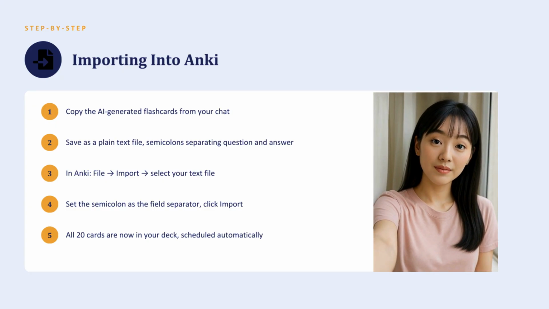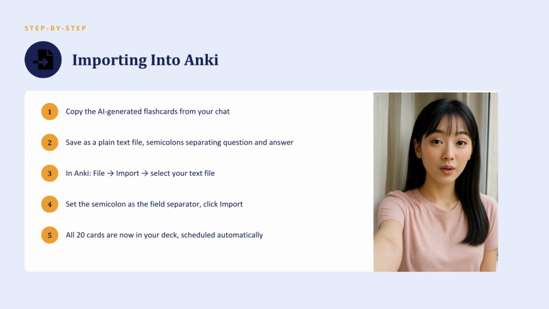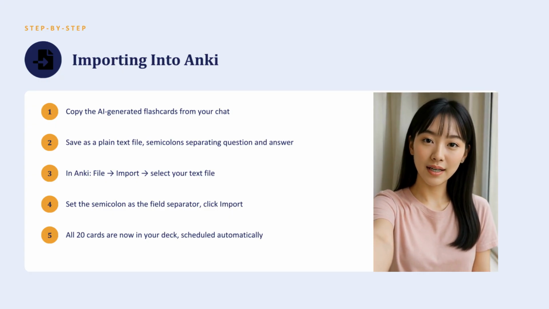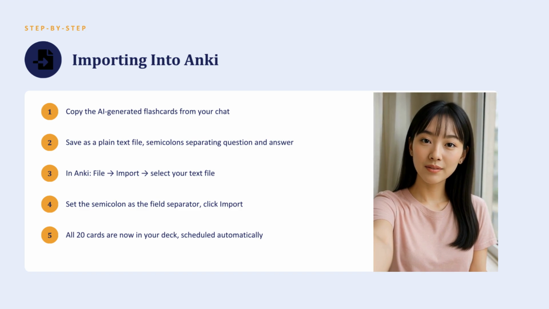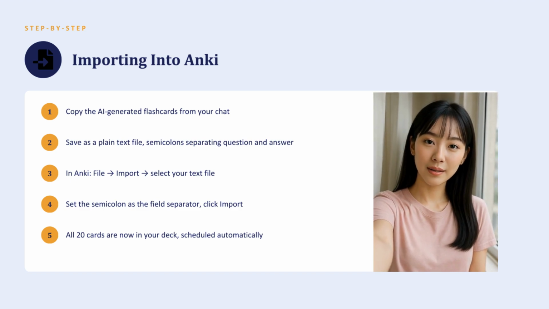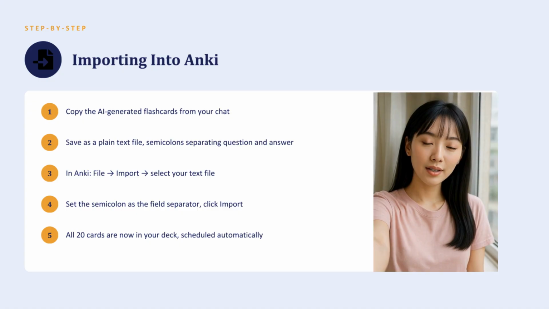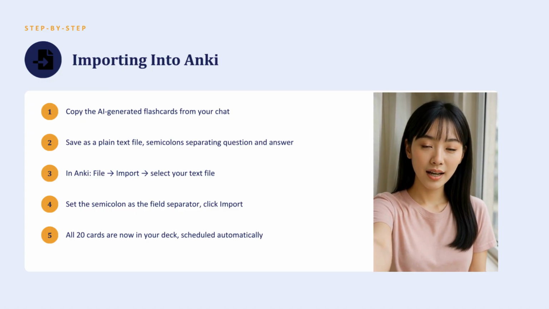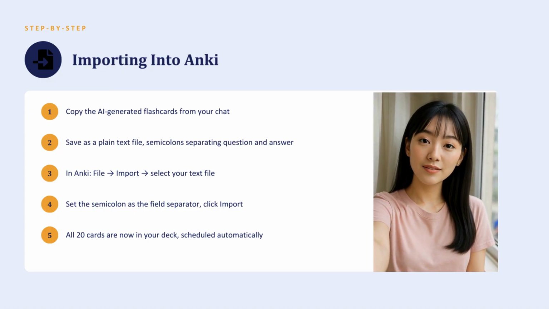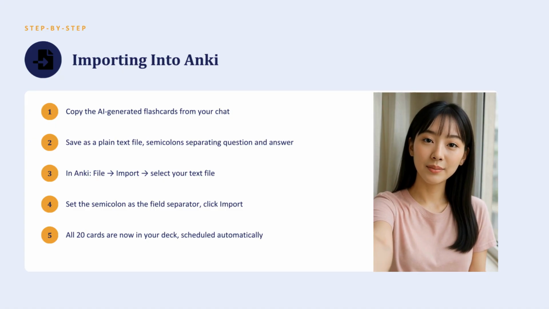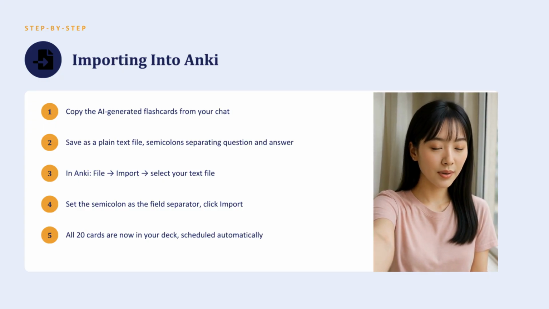Step 3. Inside Anki, go to File, then Import, and select that text file. Step 4. Set the semicolon as the field separator, so Anki knows exactly where each question ends and each answer begins. Step 5. Click Import, and just like that, all 20 cards are sitting in your deck, fully ready to study, with Anki's spaced repetition algorithm already scheduling your review timing automatically.